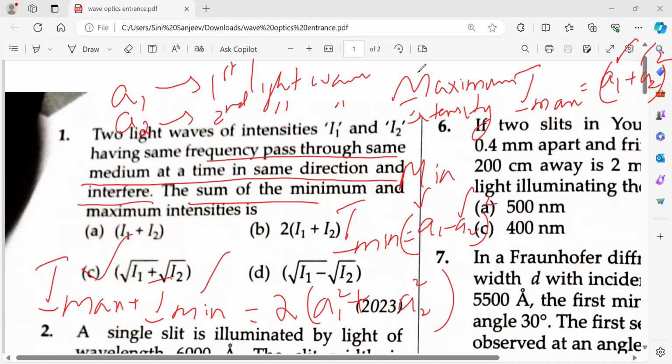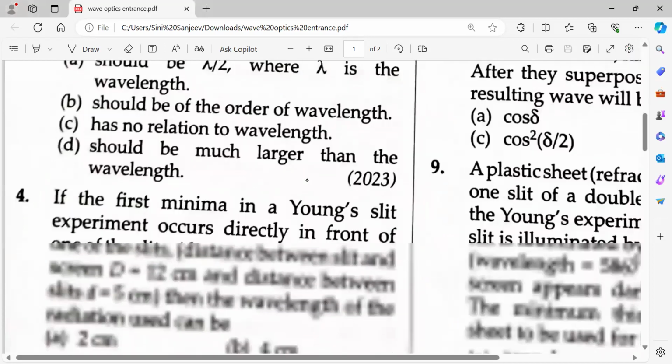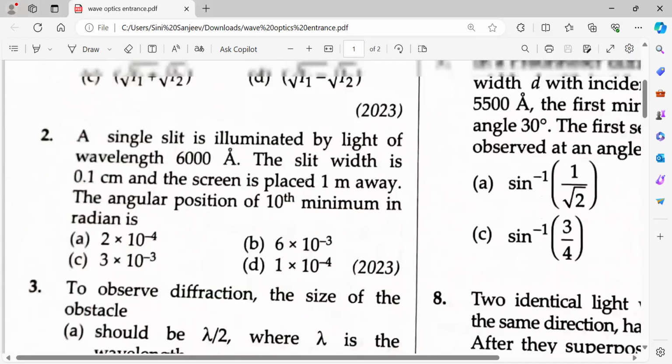And then intensity is I1 and I2. So what can I replace A1 square with? What is my A1 square? That is basically my I1. And what is my A2 square? I2. That is my intensity respectively of the amplitude. So I can just replace it with 2 into I1 plus I2. So option B is the answer for this. It's a simple question, but again, kind of complicated. So I just cleared it out.